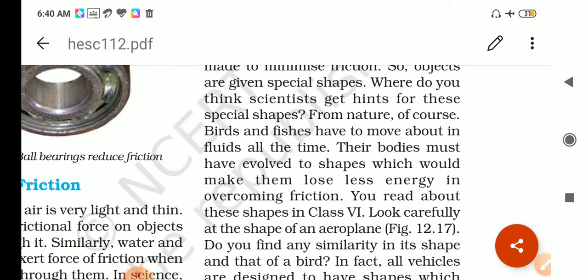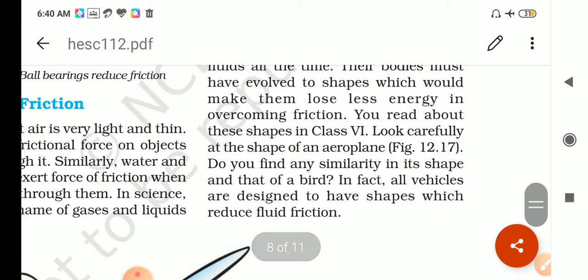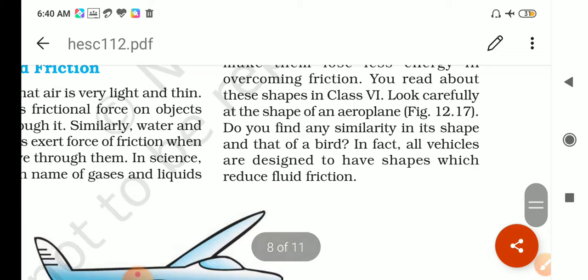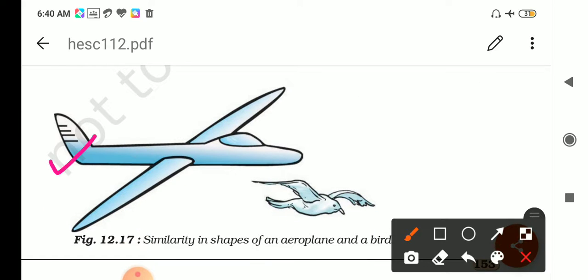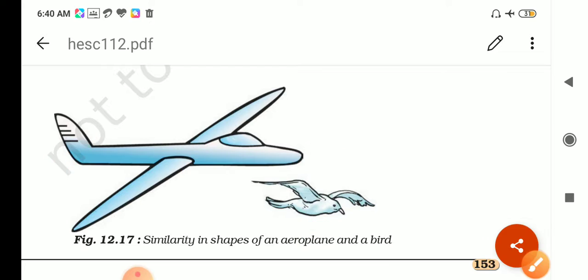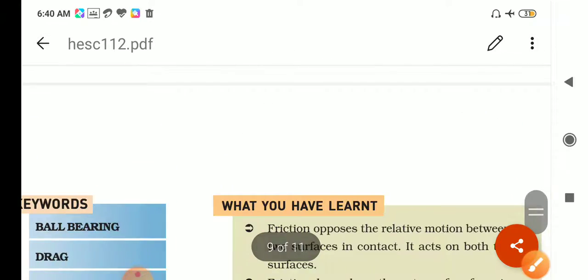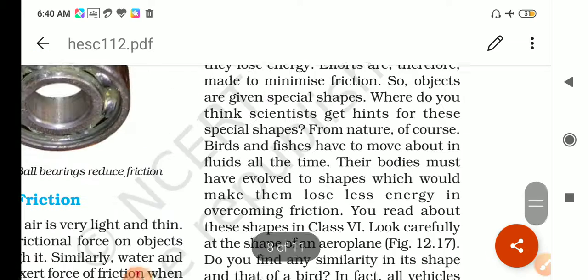Their bodies must have evolved to a shape which would make them lose less energy in overcoming the friction, right? Okay, then do you find any similarity in the shape of the aeroplane and birds? Obviously, this is the aeroplane, this is the bird, both have the streamlined body. The ends are thin and the middle of the body is broader. Same in the case of the bird also. Okay, then this was about friction.